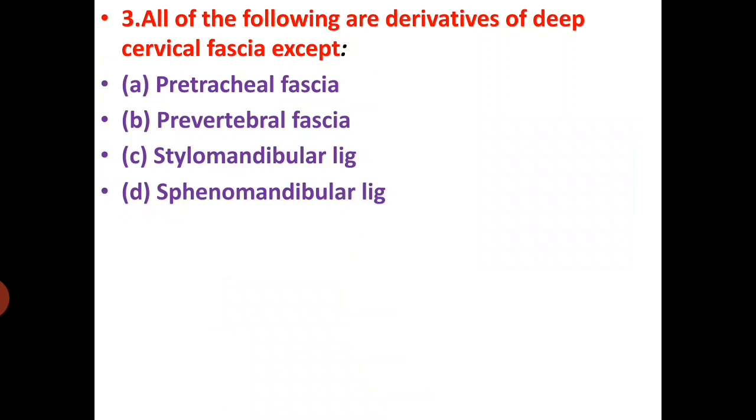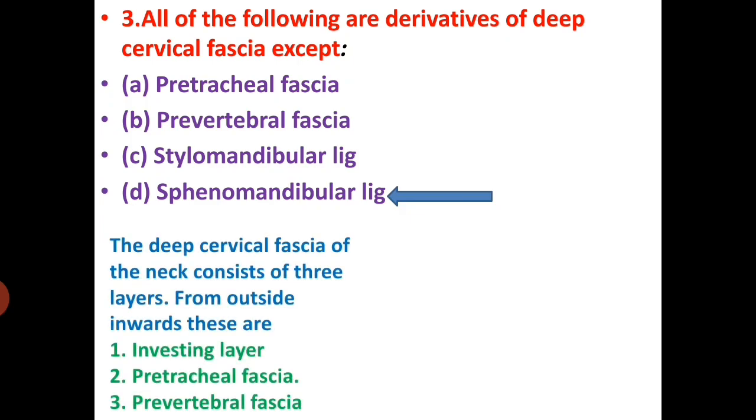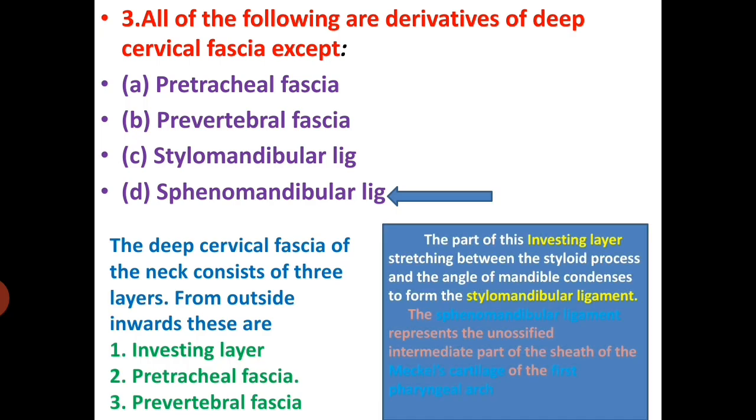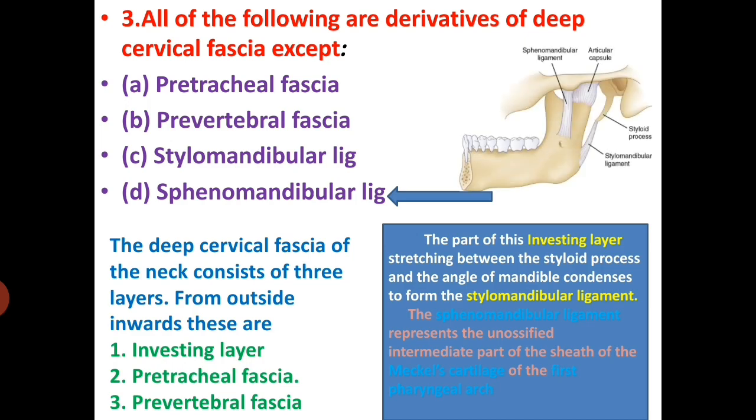Third question, all of the following are derivatives of deep cervical fascia except: pretracheal fascia, prevertebral fascia, stylomandibular ligament and sphenomandibular ligament. So the answer is sphenomandibular ligament. The deep cervical fascia consists of 3 layers, that is the investing layer, pretracheal layer and prevertebral layer. The stylomandibular ligament, as you can see in this diagram, runs from the styloid process to the angle of the mandible. It is a modification of the investing layer.